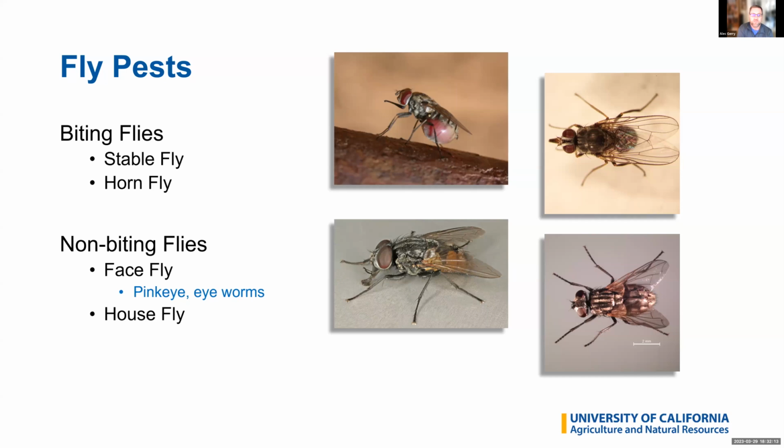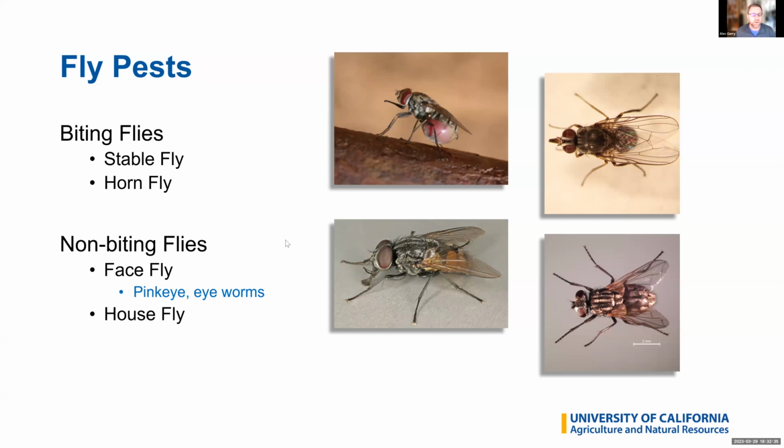Okay, now we're going to switch over and talk about fly pests. So we're moving from the intermittent ectoparasites to more of our temporary ectoparasites. Although one of these flies, the horn fly, I would really put in the intermittent category, because it does spend most of its time as an adult fly, at least, associated with cattle.